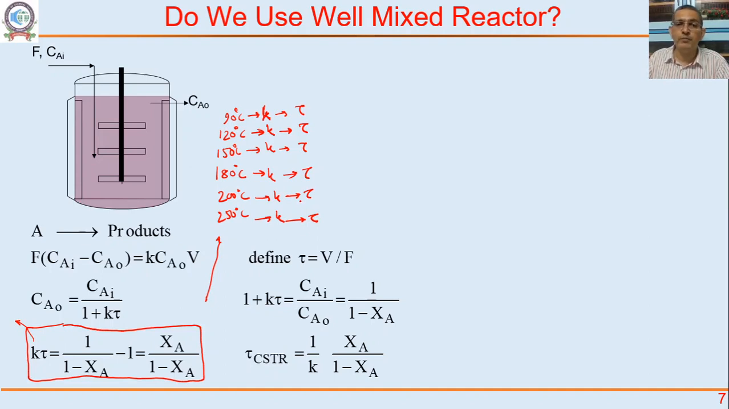How will I get volume? From tau, how do you get volume? To get volume, you will need flow rate. So what is the flow rate now? Second important point. The first important point is what is the flow rate. The second important point is that it is to be operated at steady state.